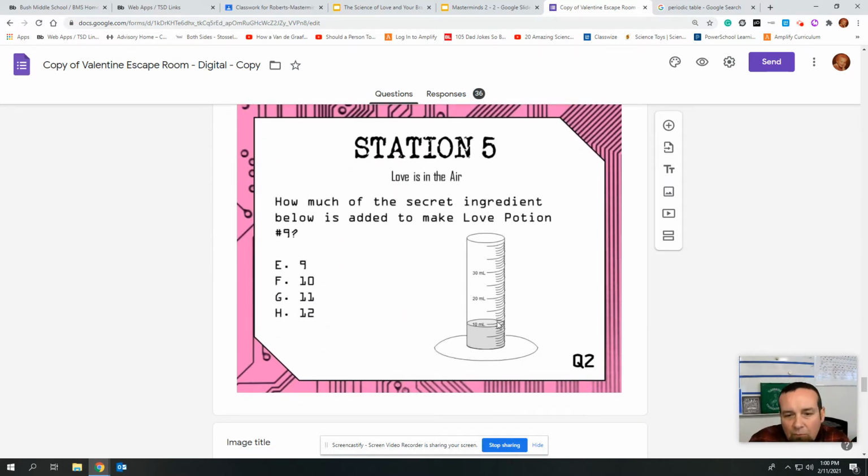For this one, we look at this measurement and we try to figure out, okay, where's this at? And it looks like it's at 10, but one tick below that, so that would be 9. So our answer is E.